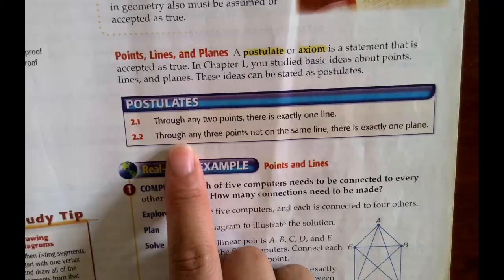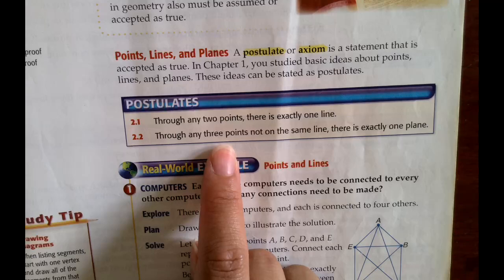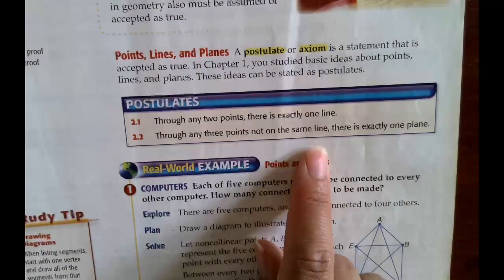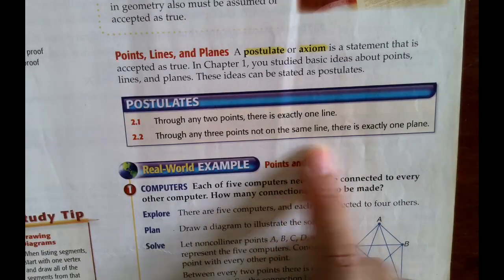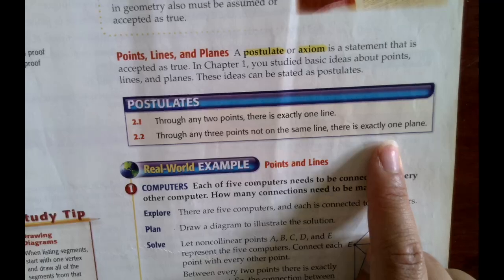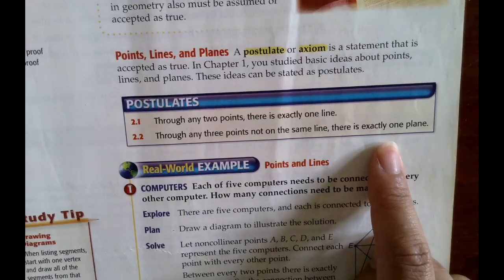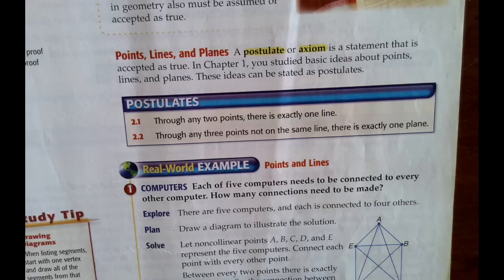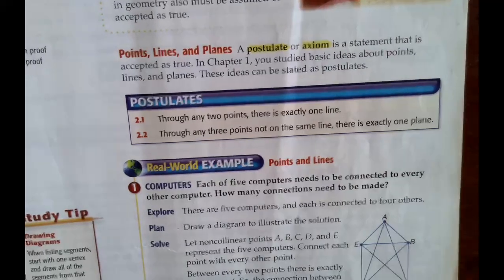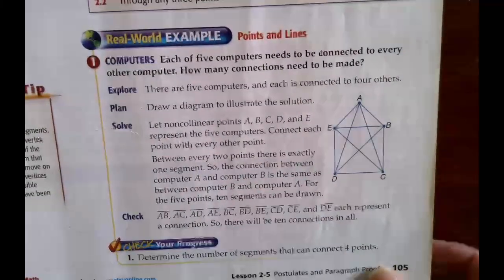And then the other postulate here is that through any 3 points, not on the same line, so not collinear, there is exactly one plane, one flat surface that connects all 3 of these points. Okay? And so with that, we're going to get started with example 1.